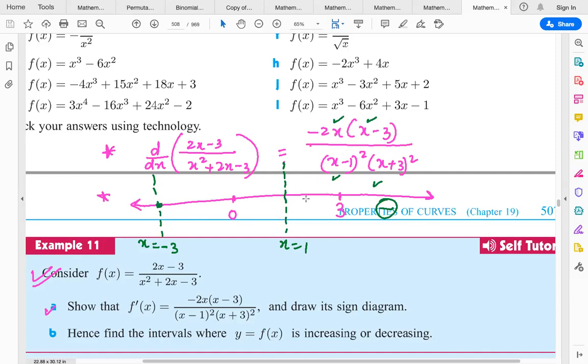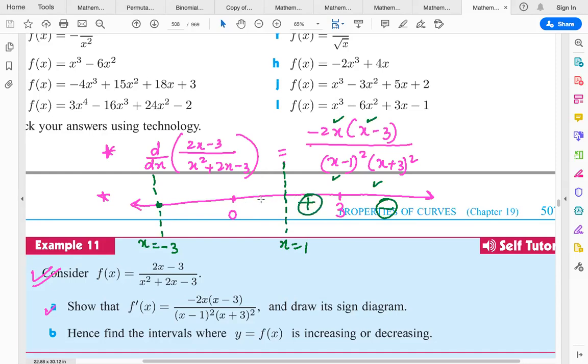Then here I can take, let's say, 2. If I take 2 minus 3, it's negative. Negative times positive 2 is negative, and then again negatives, but this becomes positive here. And of course, the denominator is always positive, you can see the square terms. So overall, it is positive.